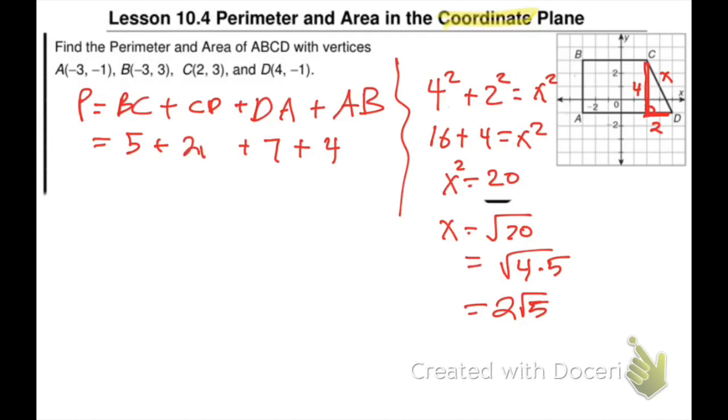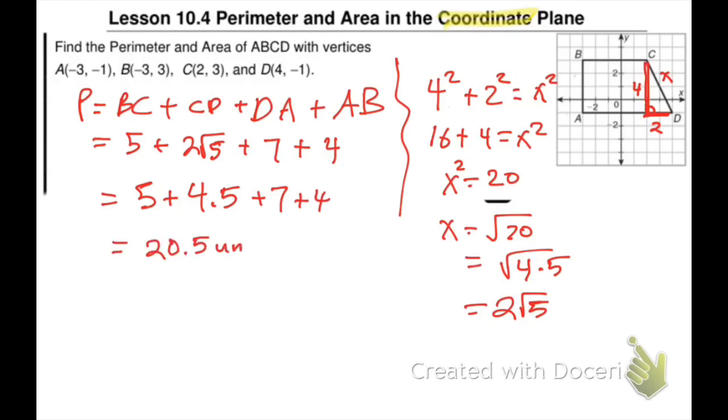So CD is 2 root 5, which when I add all of these together, I could convert the 2 root 5 to a decimal number. It'd be easier to work with. That's about 4.5. So when I add all these up, I get 20.5 units as the perimeter, the distance around the shape. And that's how I calculate the perimeter. Use the distance formula or the Pythagorean theorem after you create that right triangle.